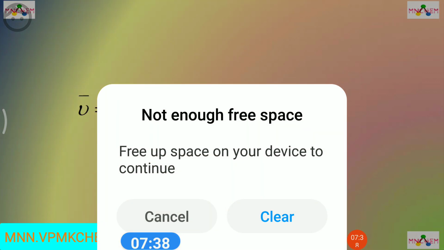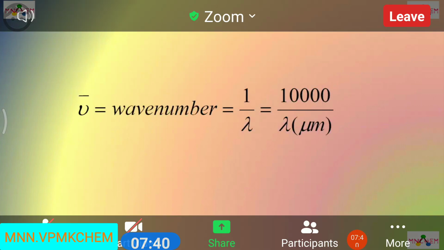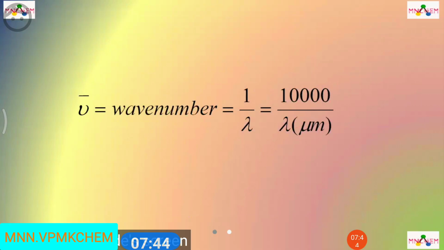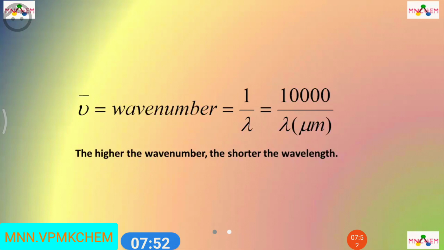So here you can easily calculate the wave number if the wavelength is given. What we observe is, as the wave number increases, wavelength decreases. So here we can say wave number is inversely proportional to wavelength.